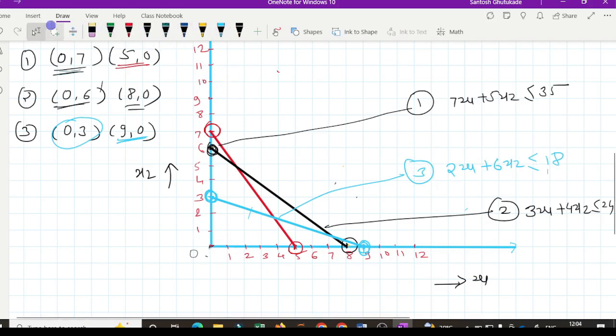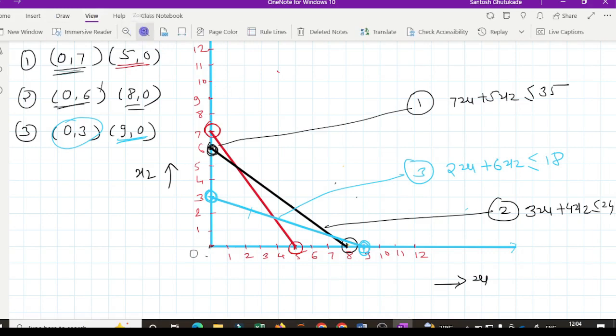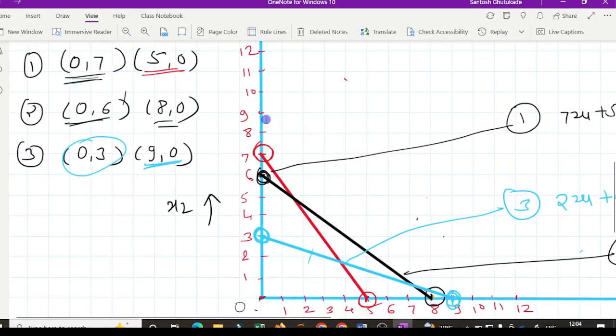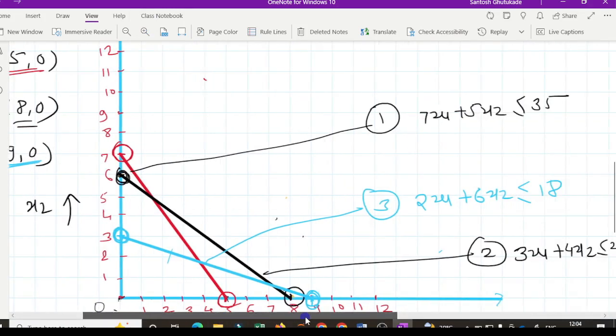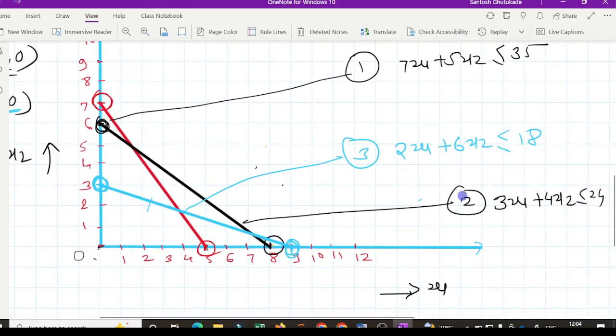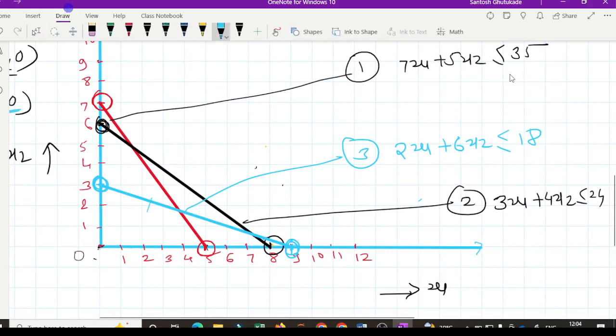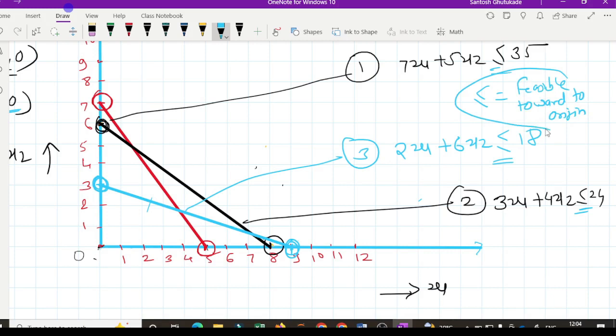Now the important part is, where is the feasible region? I will zoom this. Where is the feasible region of this equation? So how to get the feasible region? When there is a less than or equal to sign, here it is less than or equal to for this equation, as well as less than or equal to for the second, and for the third as well. When there is a less than or equal to symbol, then the feasible region is towards the origin. Remember this part: towards the origin means below the line, towards this 0. So the feasible region is towards this origin.